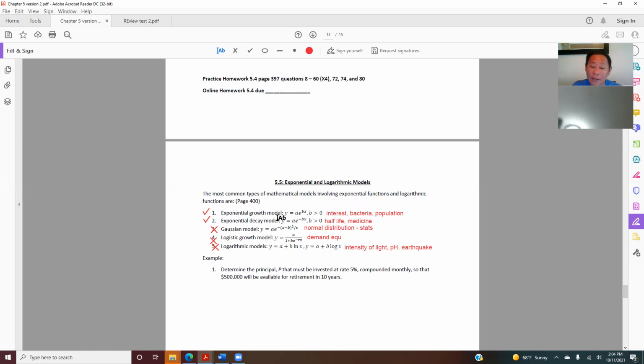So again, we're concentrating on those two. A lot of students get confused between these. How do we know if it's a growth or decay model?